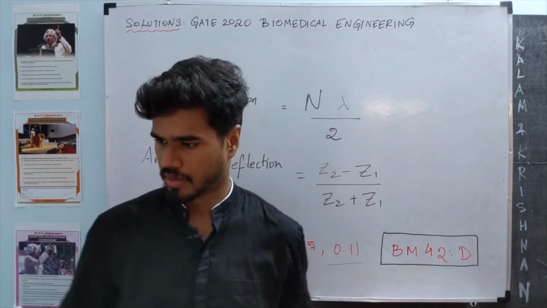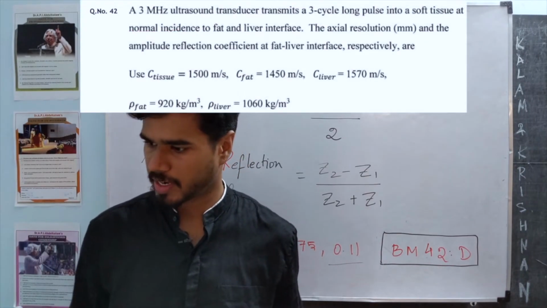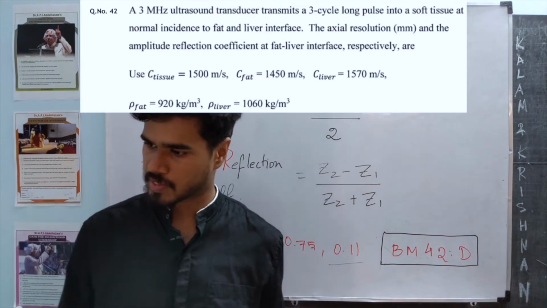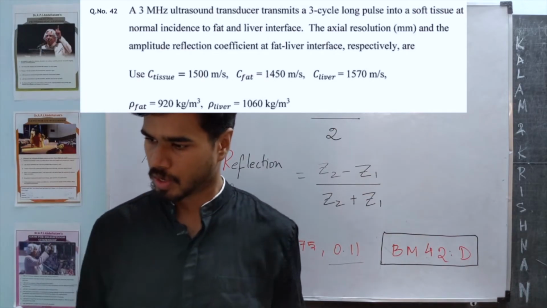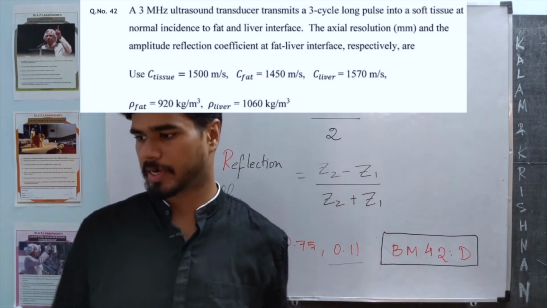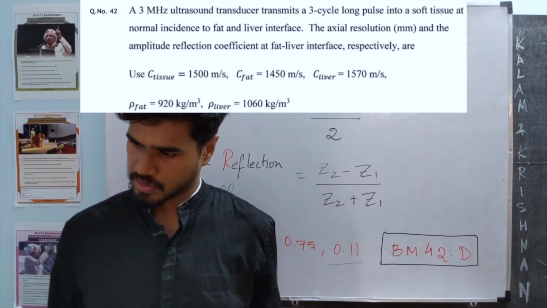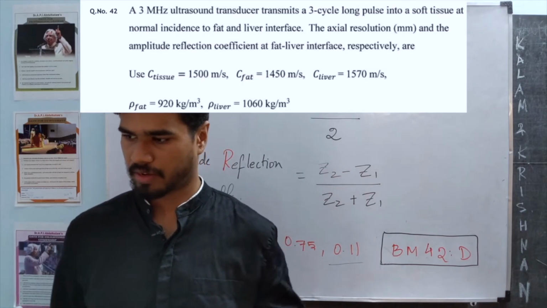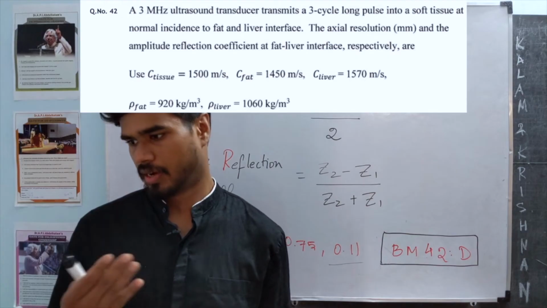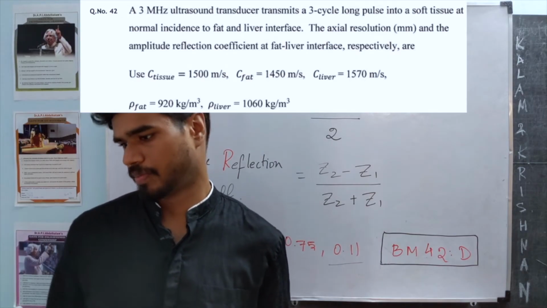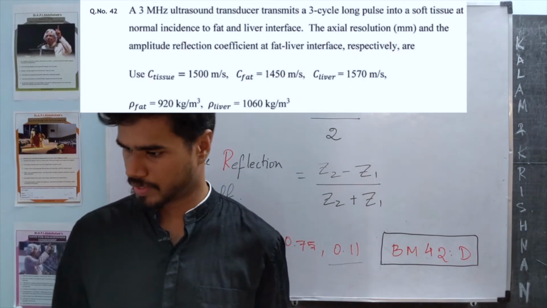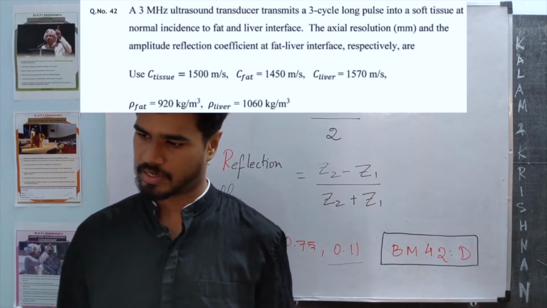42nd question. Another simple question from ultrasound. A 3 MHz ultrasound transducer transmits a 3 cycle long pulse into a soft tissue at normal incidence to fat and liver interface. The axial resolution and the amplitude reflection coefficient at fat liver interface respectively are? The speed of ultrasound in tissue, fat and liver are given, then density of fat and liver also given.